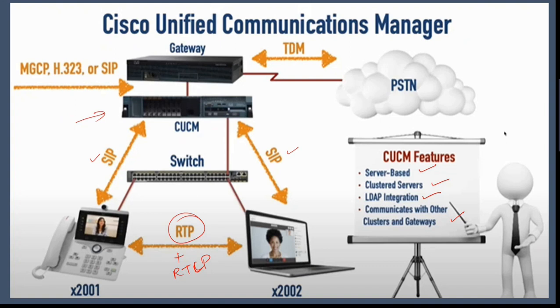If the call needs to go out of the network, then the CUCM will check if there is any gateway. For gateway communication, there are different gateway protocols: MGCP, H.323, and SIP. We will talk about that in this course. And then the gateway takes the decision based on the configuration of the gateway.